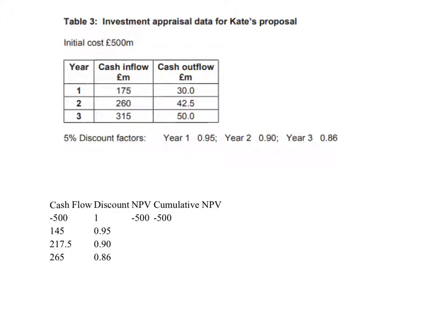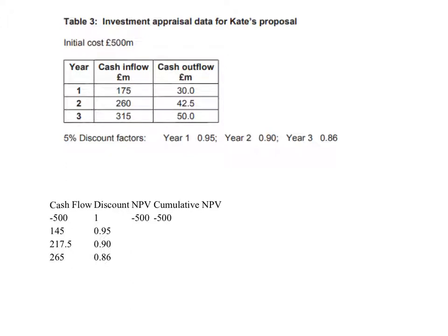The discount factor obviously in year 0, remember, it's 1 because you get the full amount back because it's there and then. In year 1, it's 0.95. Year 2, 0.90. Year 3, 0.86. Now, your net present value in year 0 is minus 500 times 1, which obviously equals minus 500. Now, what I'm going to get you to do is have a go at the rest yourself, okay?